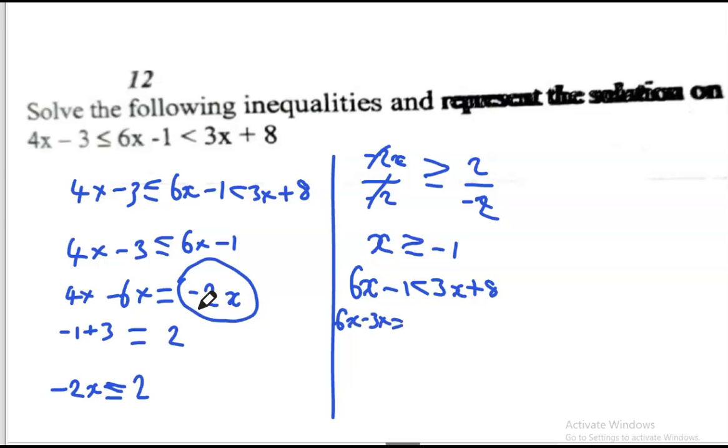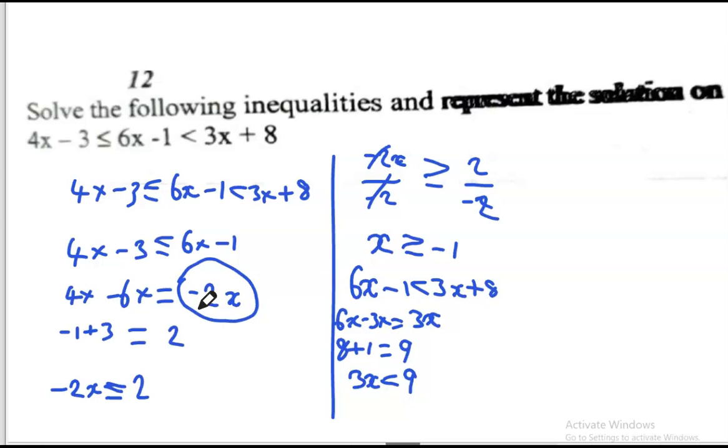That will give you 3x. And we do the same thing here. We have 8, and when we take this negative 1 to that side, it becomes positive 1. That will be 9. So what you are going to have is 3x is less than 9.